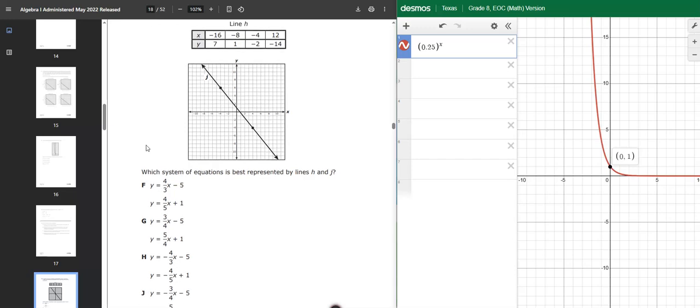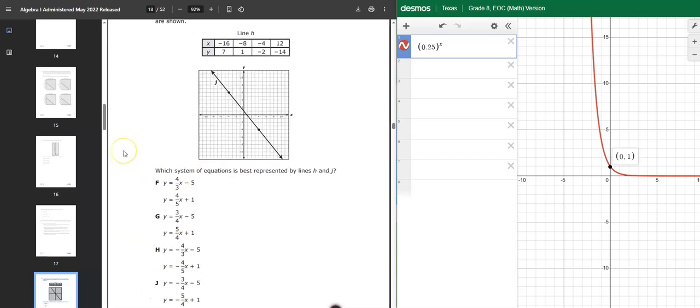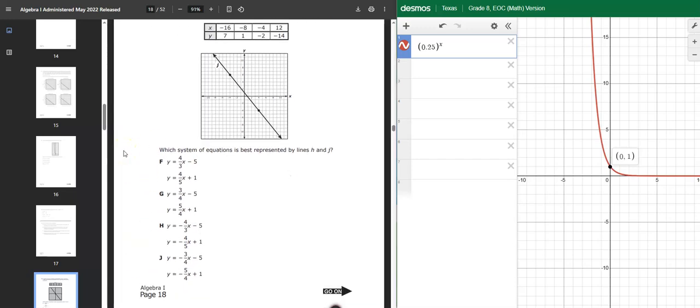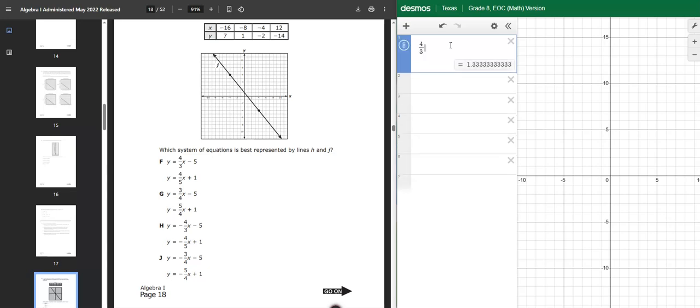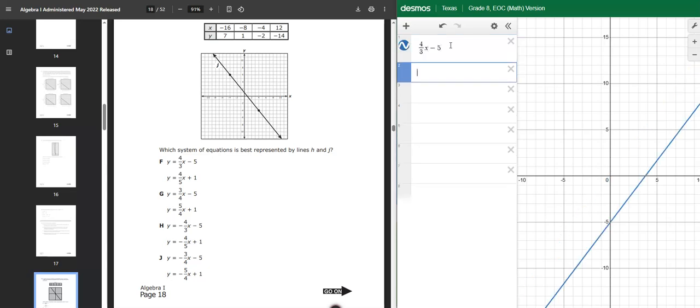What they're really looking for is which one of these matches the line. Let me scroll out a little bit. And which one matches the table. I would recommend you start with the line because it's the most straightforward. So you would take each of these. I'm just going to show you one, and I'm going to leave you to practice. So let's say we have 4/3 x minus 5. And the other line, the other equation for this one is 4/5 x plus 1.